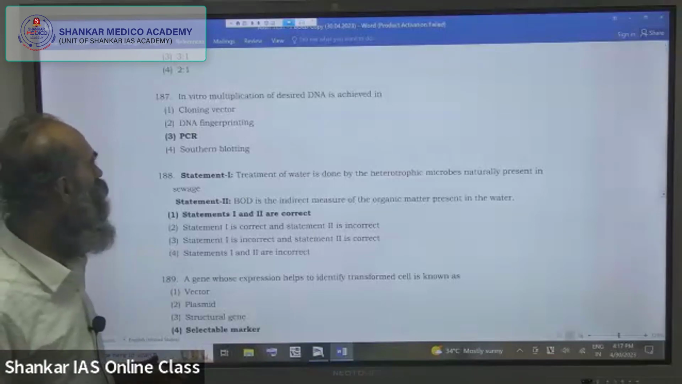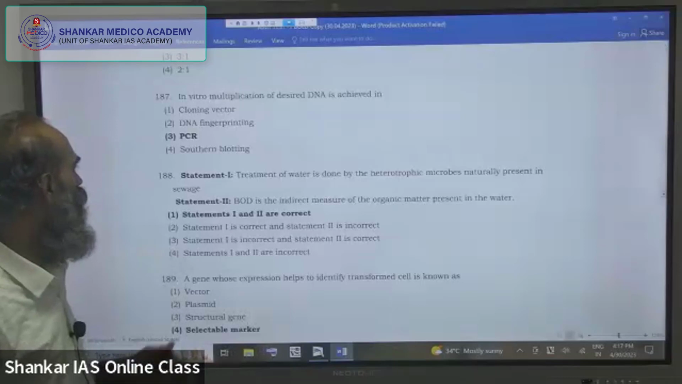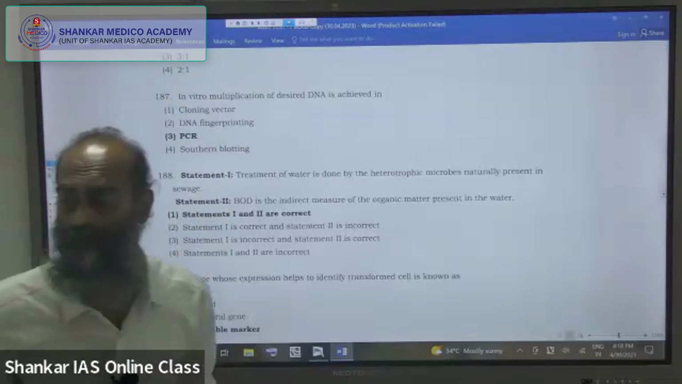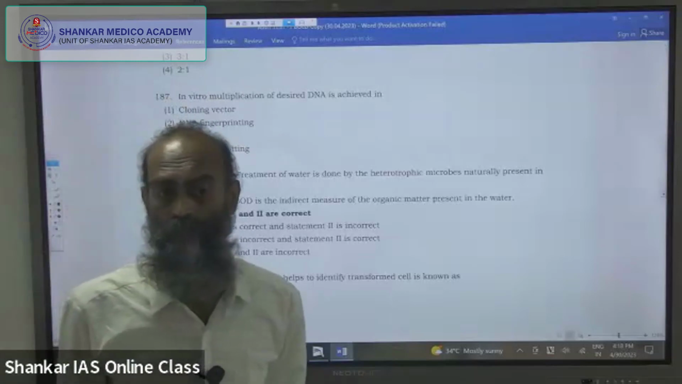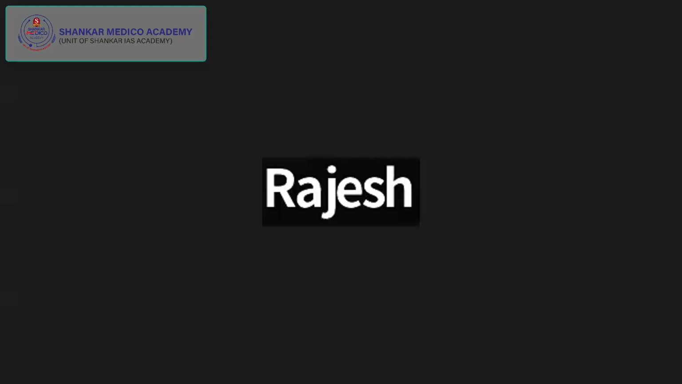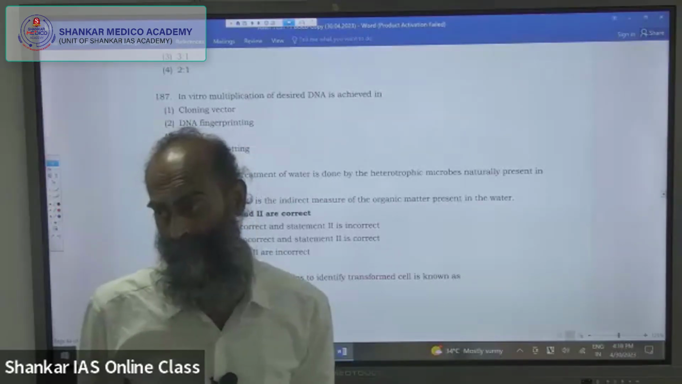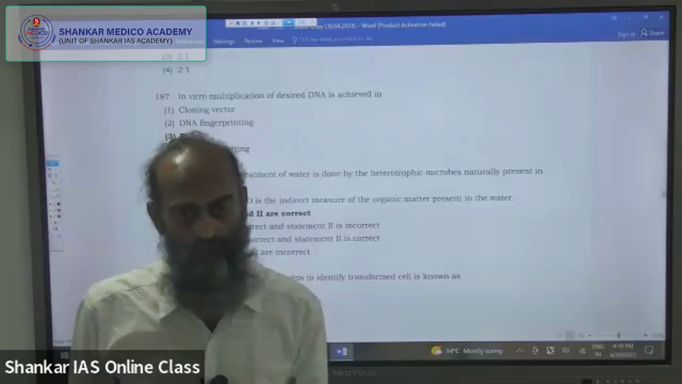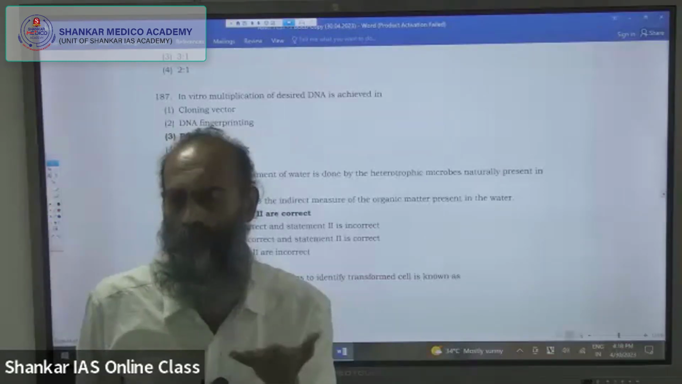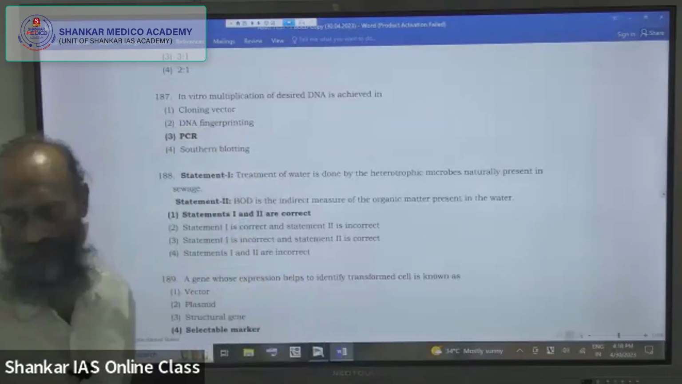In vitro multiplication of desired DNA is achieved in amplification, which is PCR. That is in vitro. In vivo means, how are we going to amplify the desired gene? Through a vector. Plasmids are going to multiply into a number of copies in a bacteria. They have fixed some number, 50 to 100. So when they become 100, they are multiplying by 100. No, plasmids.